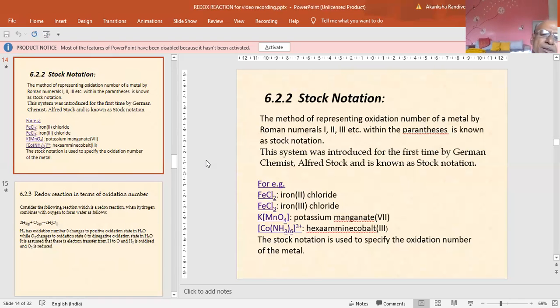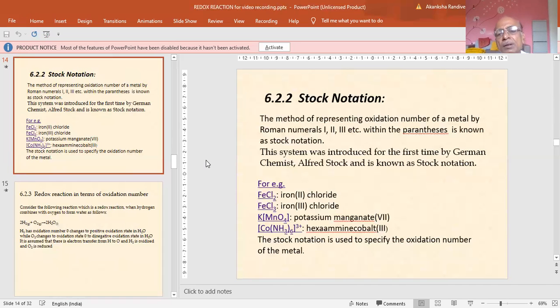Now, let us consider another example to write the stock notation. Co, cobalt, [Co(NH3)6]3+. This is an ion, hexaamminecobalt 3+. In this compound, we have to find out the oxidation number of cobalt. This is a coordination compound.